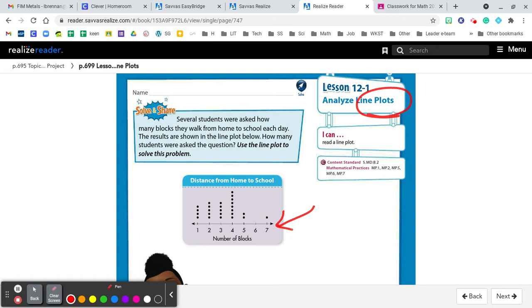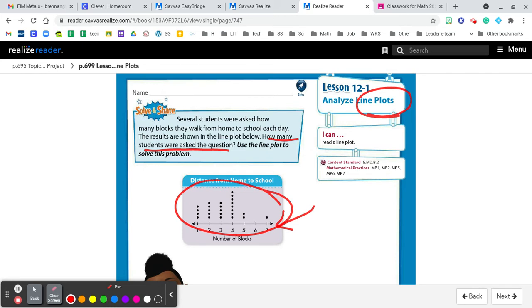Several students were asked how many blocks they walk from home to school each day. The results are shown in the line plot below. How many students were asked the question? Use the line plot to solve the problem. You have to realize that each person has one response. So your question was, how many students were asked? So we've got all this data here. Each person had one response.